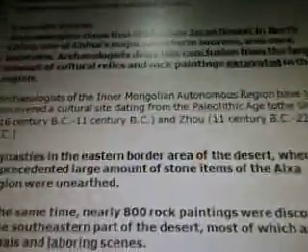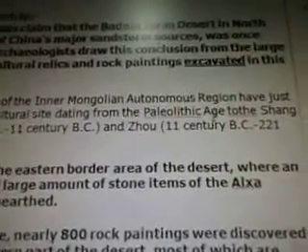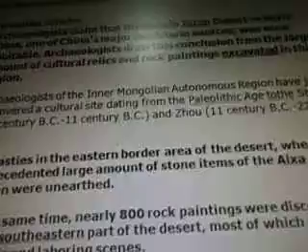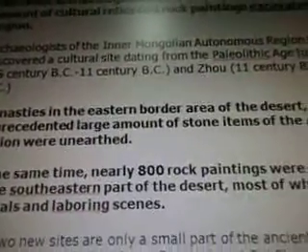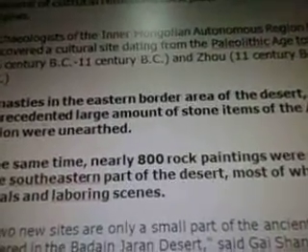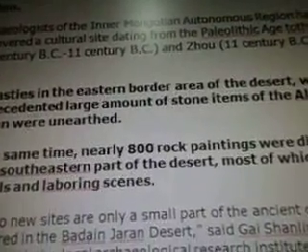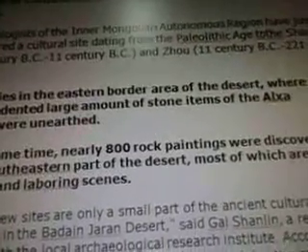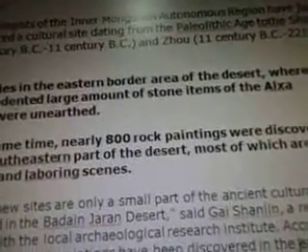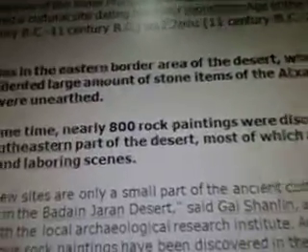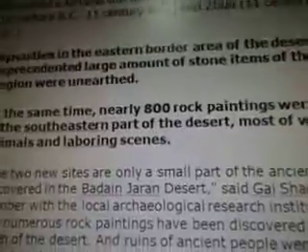And we'll jump down to this. Okay, so we'll just go back. It's dating back to the Paleolithic age to the Shang, 16th century BC, 11th century BC, and Zhou, 11th century BC to 221 BC. Dynasties in the eastern border area of the desert, where an unprecedented large amount of stone items of the Alexa region were unearthed. I googled that word, Alexa, and I kept getting the Alexa thing, you know, that thing that monitors your website. So Alexa, not too many people have written about it. Let's put it that way.